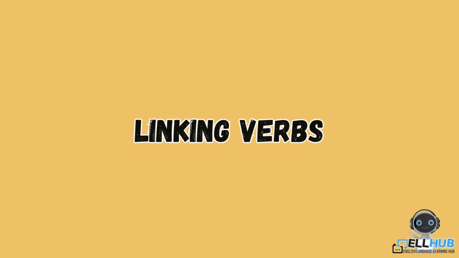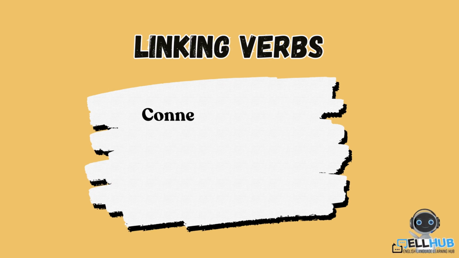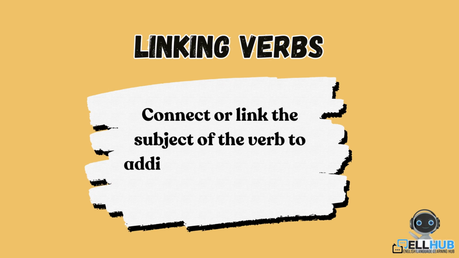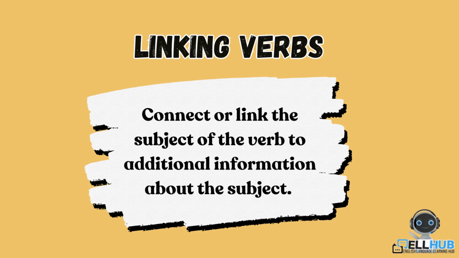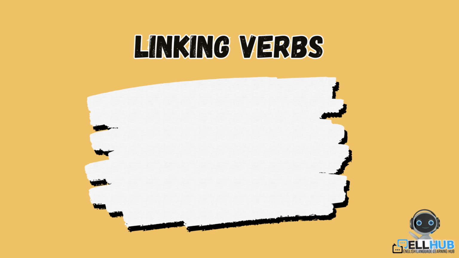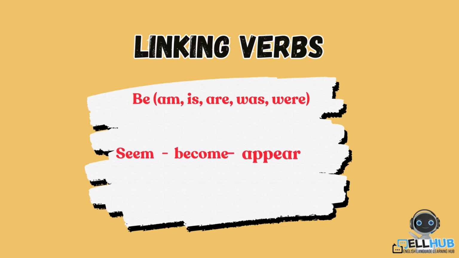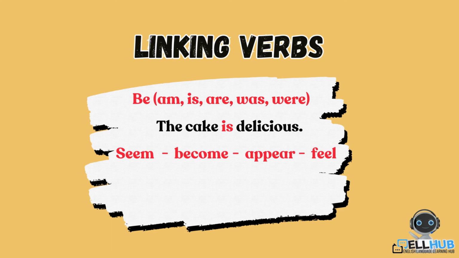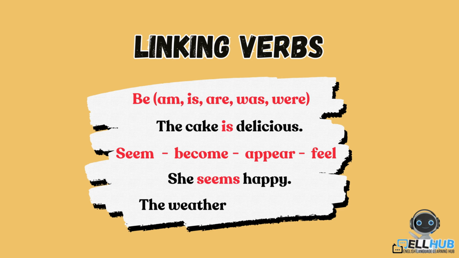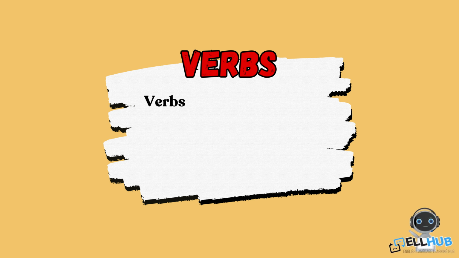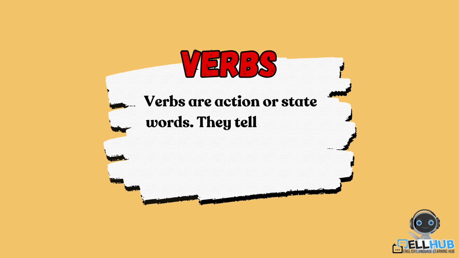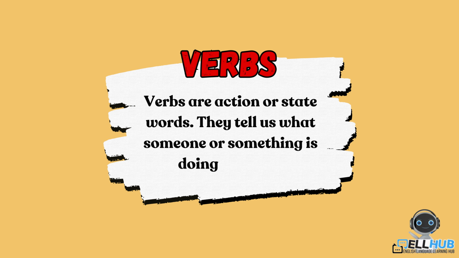Another type of verbs is linking verbs. These verbs do not express action. Instead, they connect or link the subject of the verb to additional information about the subject. The most common linking verb is be. Other linking verbs include seem, become, appear, and feel when they aren't describing a direct action. For example, the cake is delicious. She seems happy. The weather became cold. Verbs are action or state words. They tell us what someone or something is doing or being.